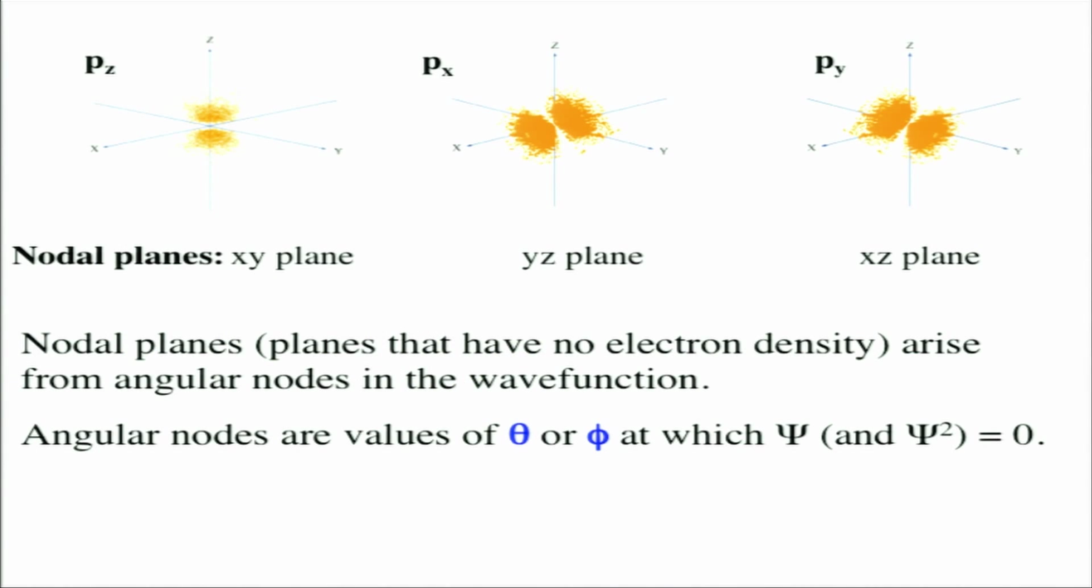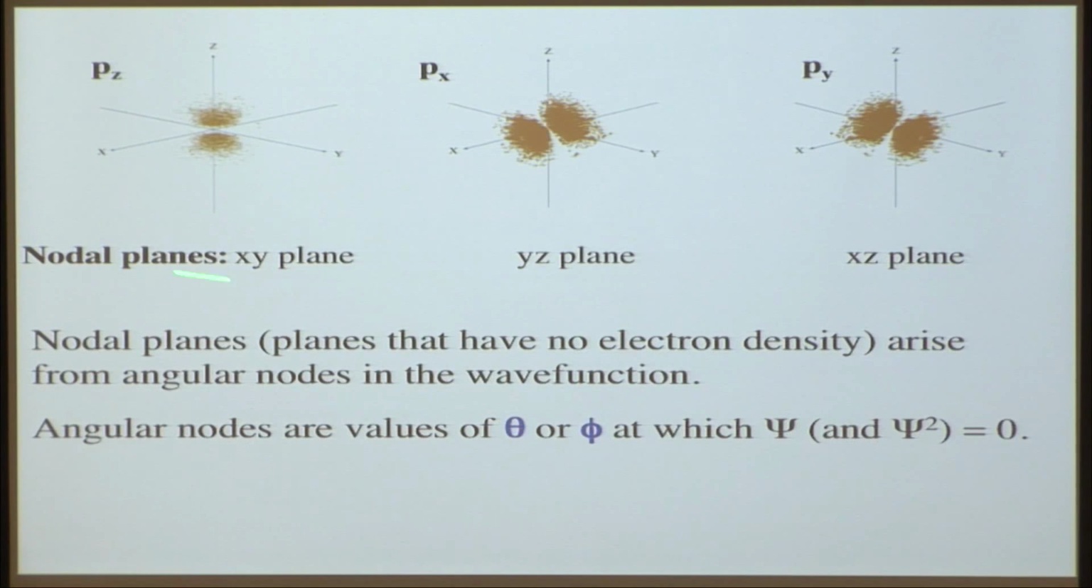So another way to think about this is in terms of these nodal planes. Here we'll just define what plane it is. So we have our pz orbital. That has a nodal plane in x and y, and so x and y are over here. Our px orbital is going to have its nodal plane in the yz plane, over here. And py will be in the xz plane.